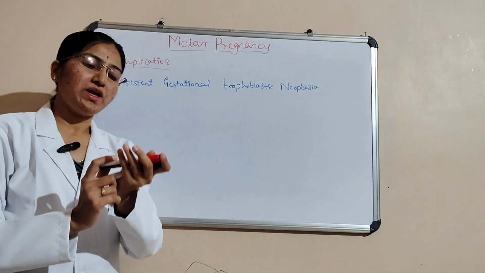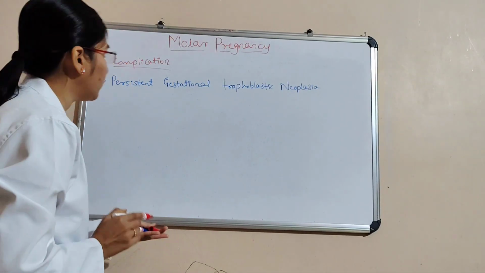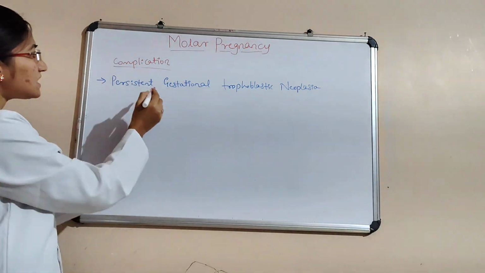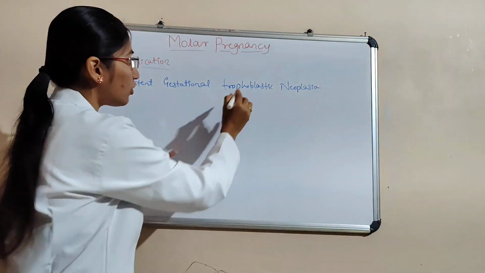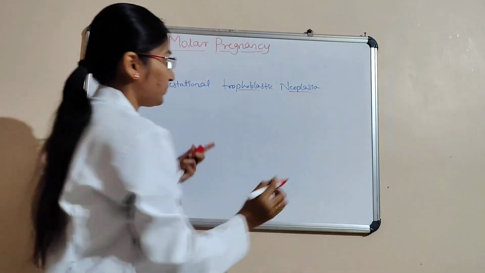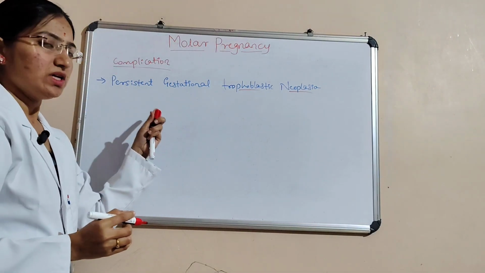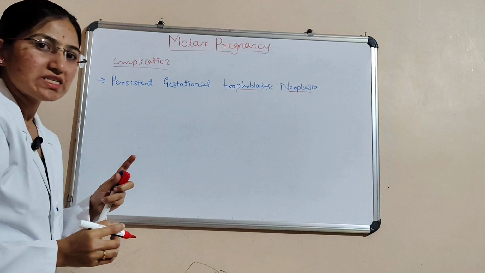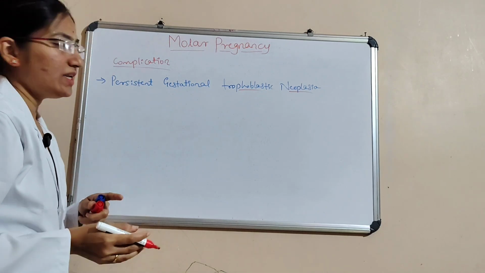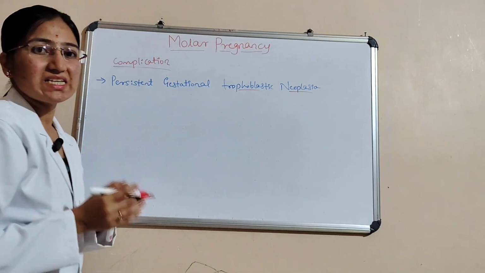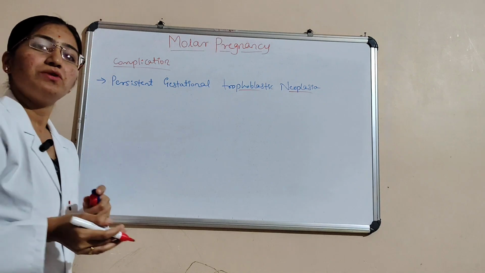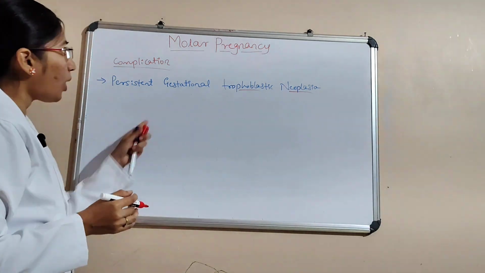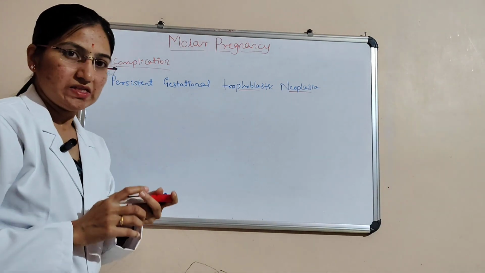Next we'll see the complication of molar pregnancy. The complication is persistent gestational trophoblastic neoplasia. It is treated with chemotherapy, that is, methotrexate and dactinomycin can be given, and then monitoring for signs of metastasis. This is the complication of molar pregnancy.